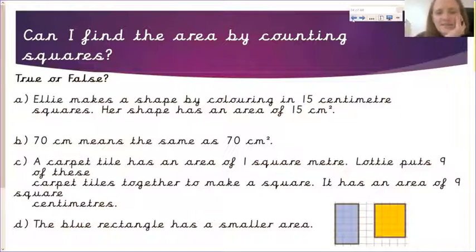70 centimeters means the same as 70 centimeters squared. Is that true or false? A carpet tile has an area of 1 centimeter. Lottie puts 9 of these carpet tiles together to make a square. It has an area of 9 square centimeters. Is that true or false? And then looking at the final one, the blue rectangle has a smaller area. Is that true or is it false? Let me just move this up here. Is it true or false?